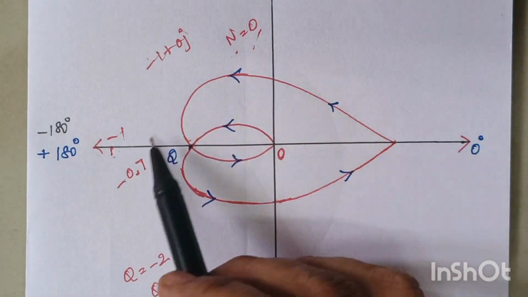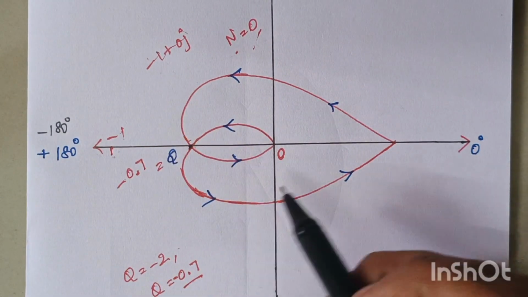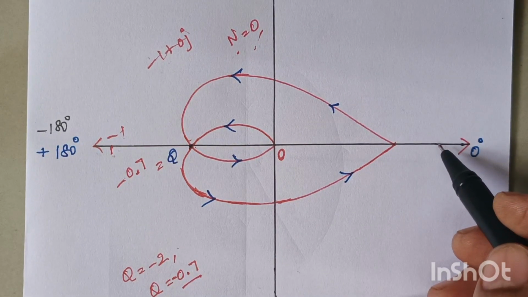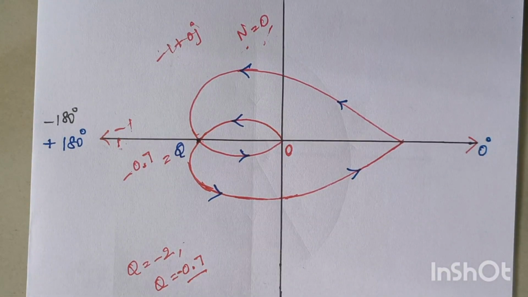So if these two conditions are met, then the system is said to be stable, or else the system is unstable. You will get a clear idea after solving some problems.